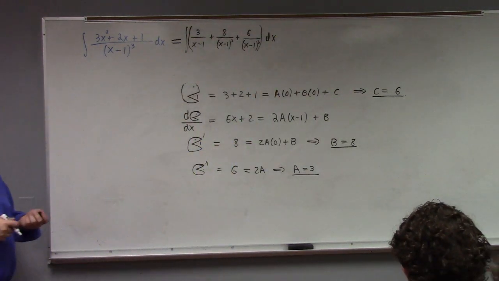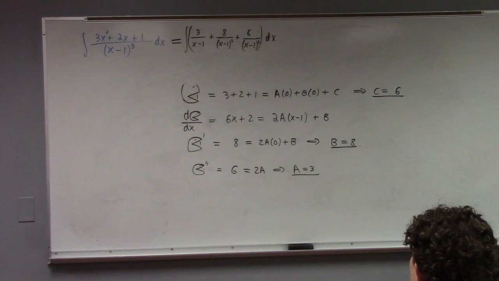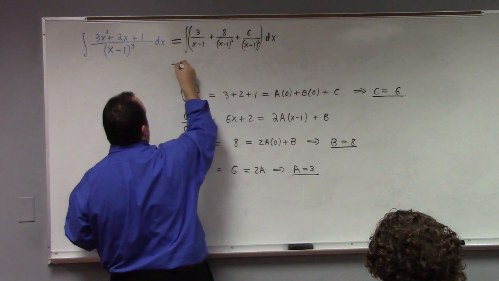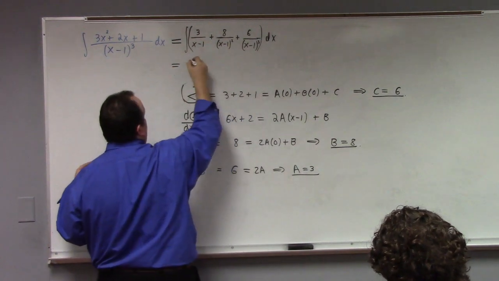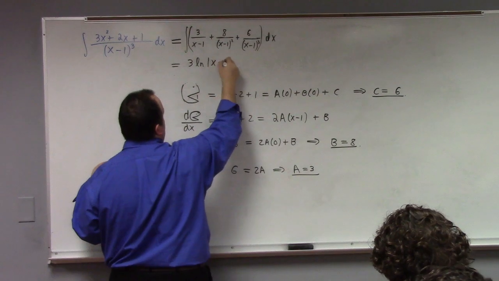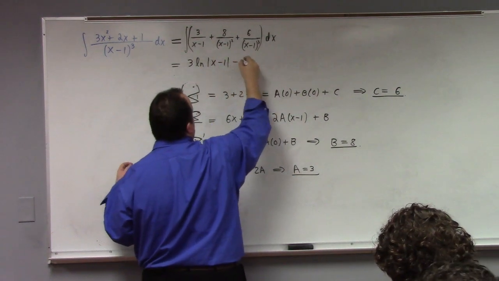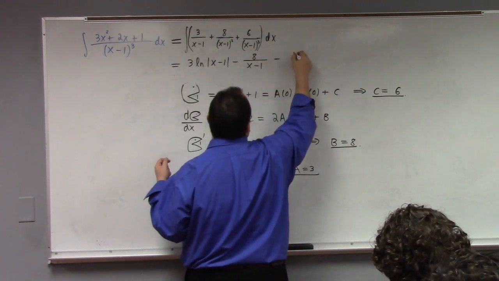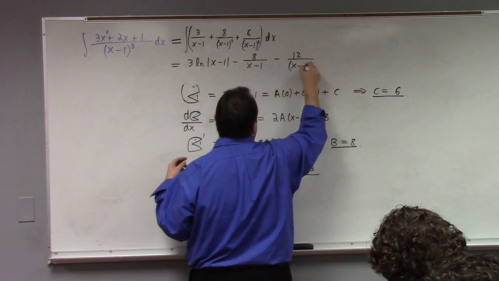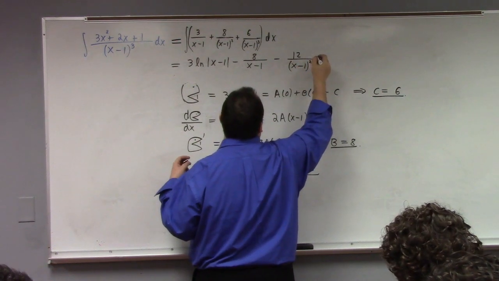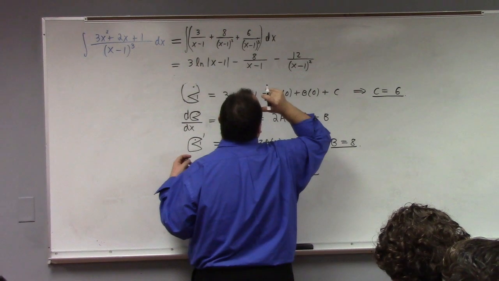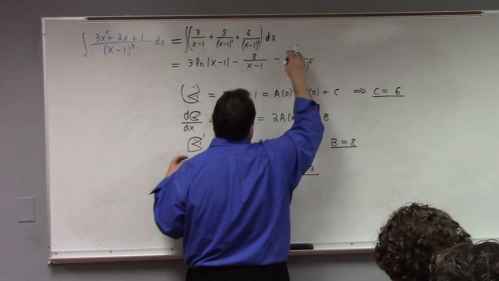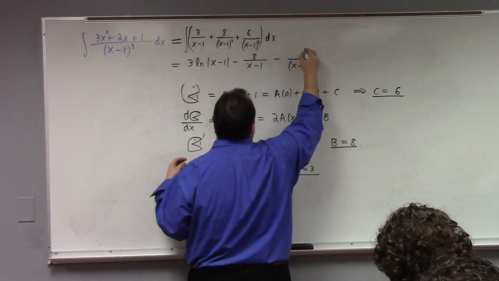And so we can integrate those. We make a w equals x minus 1 substitution, and essentially I won't even write it down. The integral here is 3 natural log of the absolute value of x minus 1, minus 8 over x minus 1, minus 12 over x minus 1 squared. Oh, wait a minute, my bad. 6 divided by 2, which is not 12, dummy. Me, not you. 3.